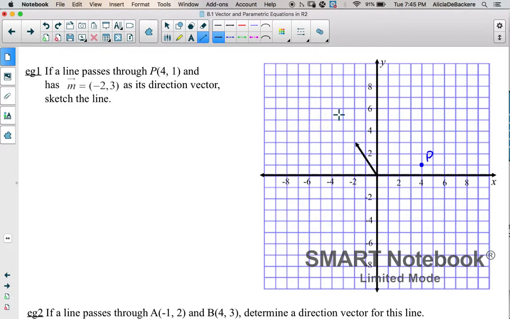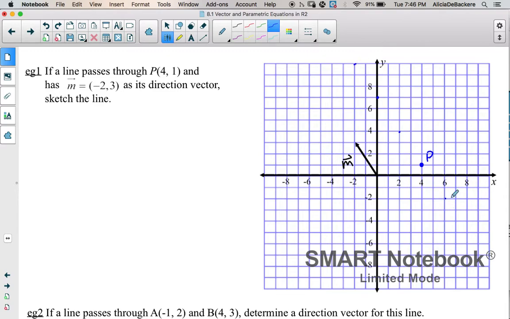Going out to -2, 3. And now I'm going to draw the line. I can already see what it's going to look like here based on that direction vector. So this guy here is my M. And now I can find other points on the line using that same direction. I can see here, it's like backwards 2 and up 3. This is kind of like slope, right?